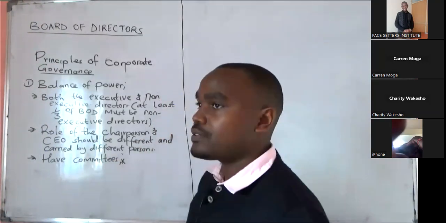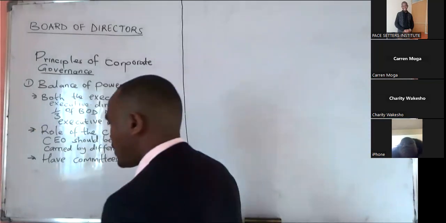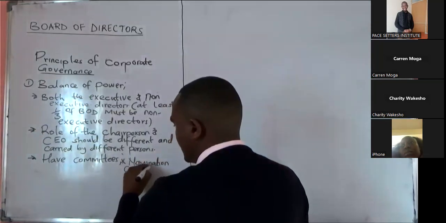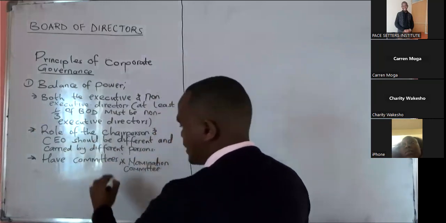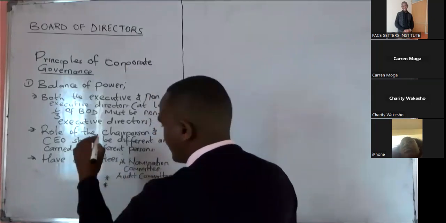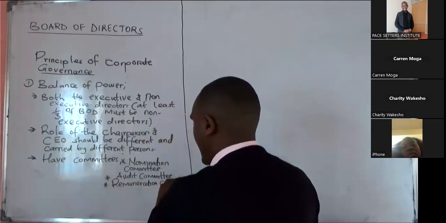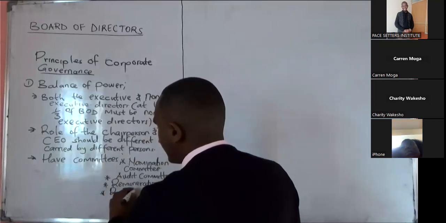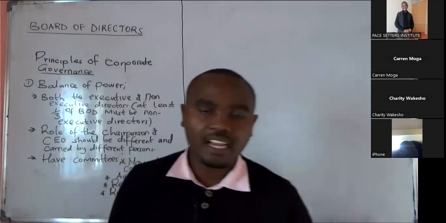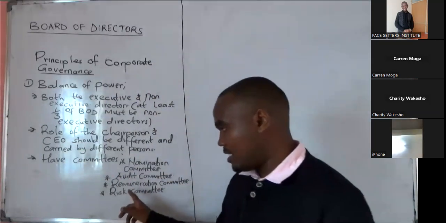You must ensure, before you go to that exam room, you must know the roles and functions of the following committees. One is the nomination committee. The second one is the audit committee. The third one, remuneration committee. The fourth one, risk committee. These form the four main committees that an organization should ensure that it has: the nomination committee, audit committee, remuneration committee, and a risk committee.